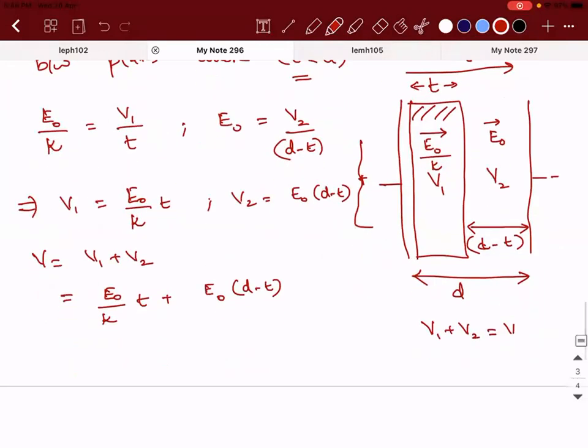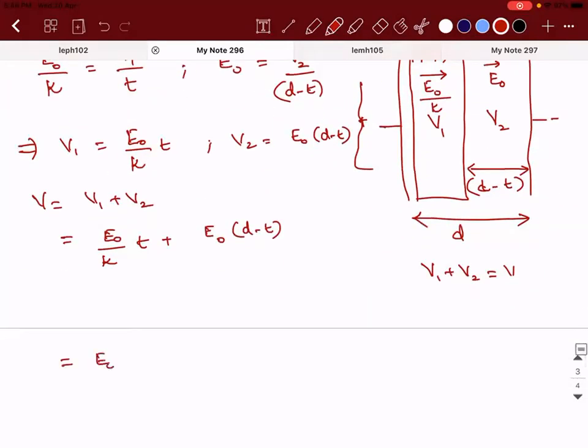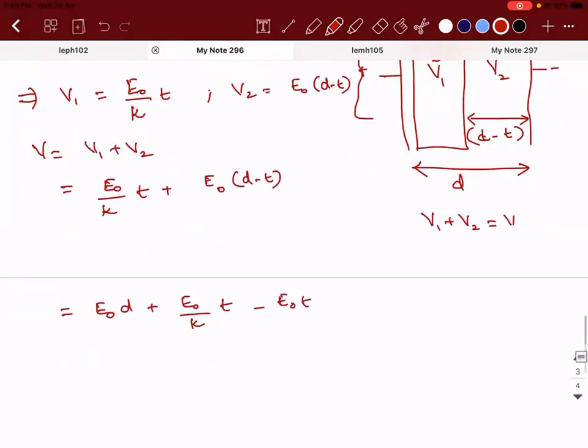Now, if I rearrange this equation, what am I going to get? E naught into D plus E naught divided by kappa into T minus E naught into T. So if I take this out, E naught D plus E naught T into 1 by kappa minus 1. Or I can write it as E naught into D plus T by kappa minus T. Is there any doubt in this? Just keep writing along with it.